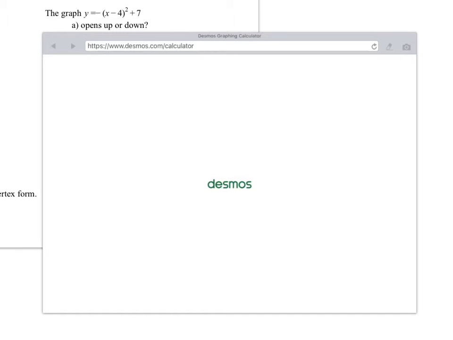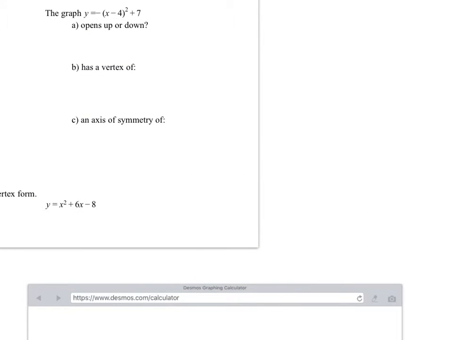So I'm going to type it in just like I see it. And there is my graph. I can touch here, and there's my vertex, 4, 7. And we know the axis of symmetry is going to go through that, and it definitely opens down. So this will open down. It had a vertex of 4, 7, which makes sense because look, it's in vertex form. The opposite of -4 is 4. And then there's my 7, and the axis of symmetry is x equal 4.